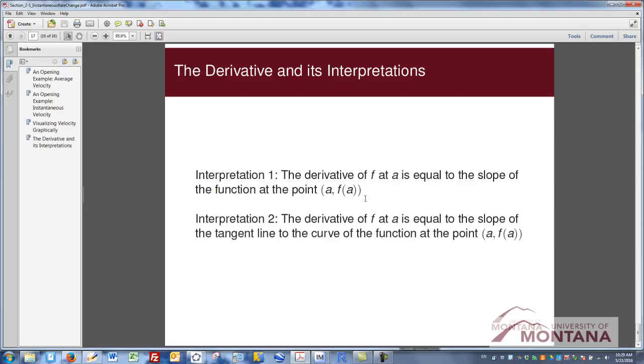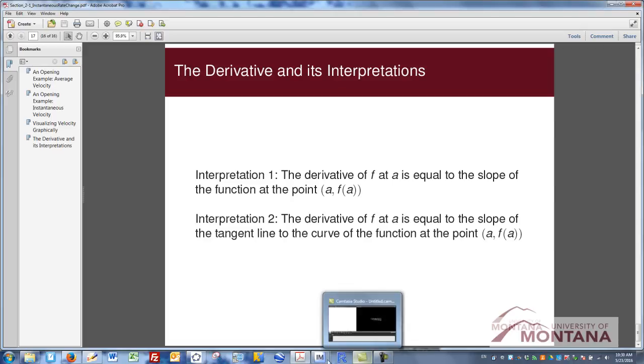So there are really two interpretations of the derivative, and I will make this clear, and then we'll finish. The first interpretation is that the derivative of f at a is equal to the slope of the function at the point a comma f of a. So it's literally the slope of the function. You could also think of the derivative of f at a as equal to the slope of the tangent line to the curve of the function at a comma f of a. So you could either think of it as the slope of the function itself, or the slope of a tangent line to the curve of the function at that point.